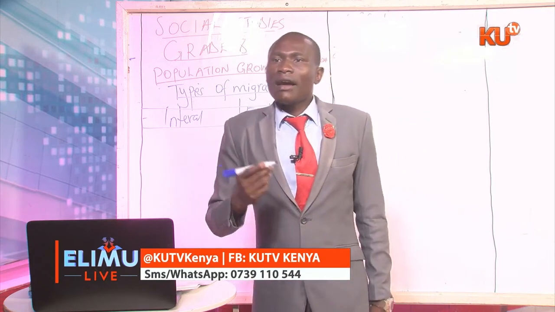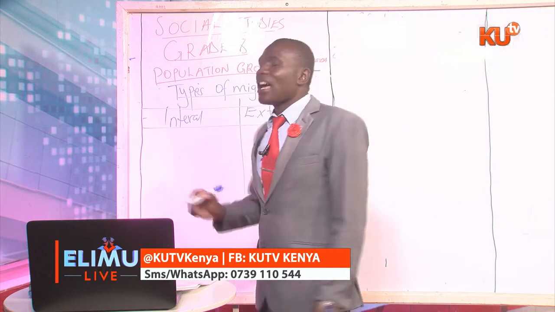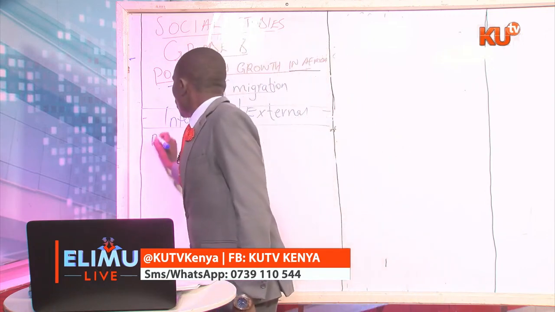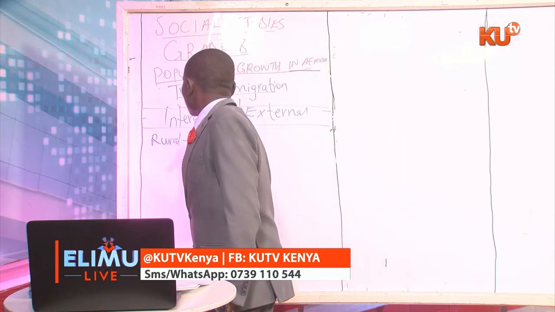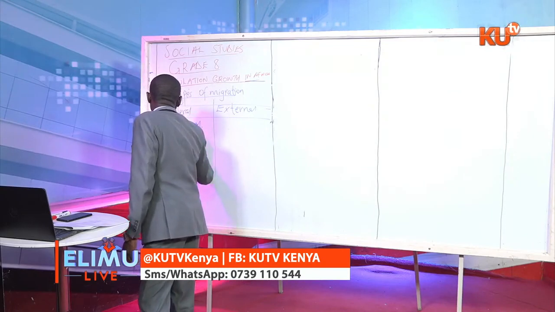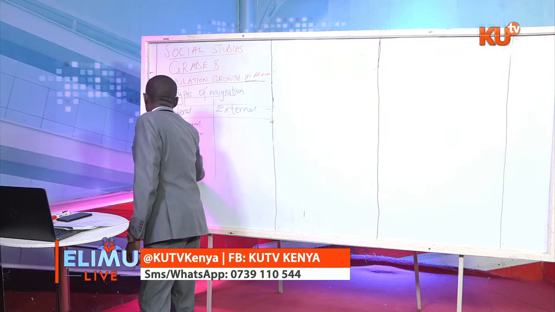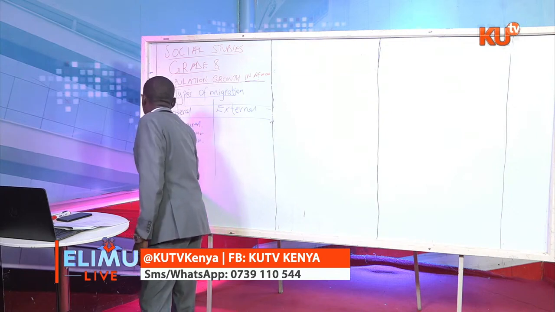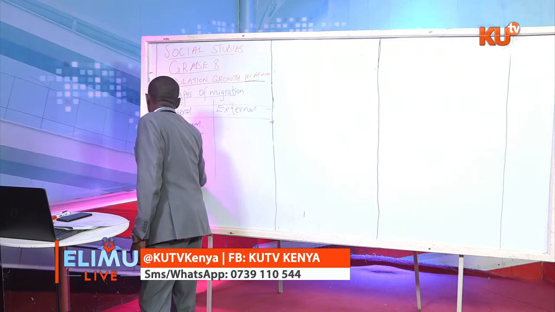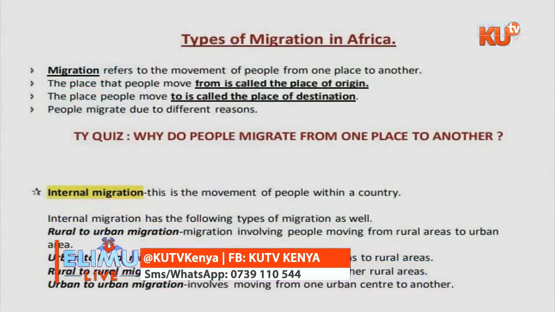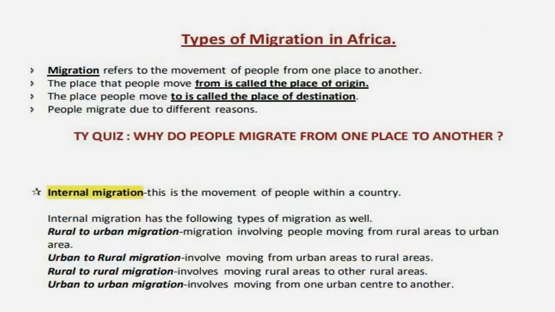Now, internal migration is made up of 4 types of migration. These include rural to rural, urban to urban, rural to urban, and lastly, urban to rural. These are the 4 types of internal migration.